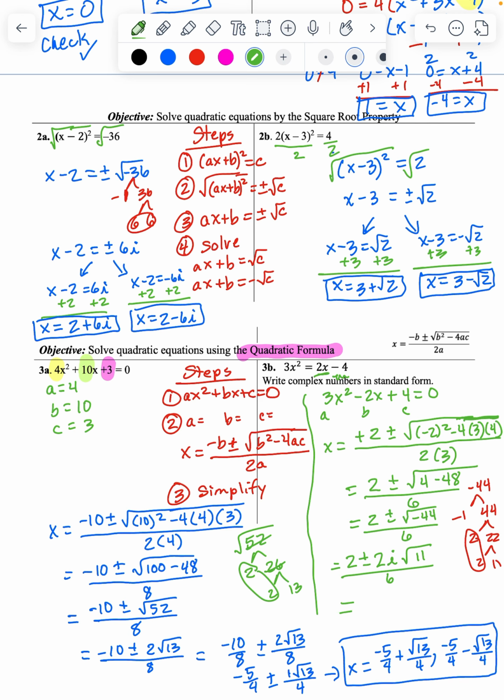So separating, reducing, and because I'm out of room, should have given myself more room, sorry. Reducing and separating all in one step. This 2 on top on the outside, reducing with the 6 on the bottom on the outside, will become a 1/3 plus 2 on the top on the outside, reducing with the 6 on the bottom on the outside, will be another 1/3, but that one has an I times the square root of 11. And then the next one is that same thing, but with a subtraction.